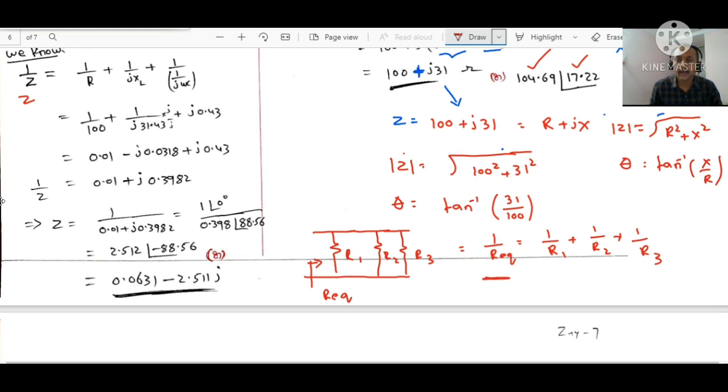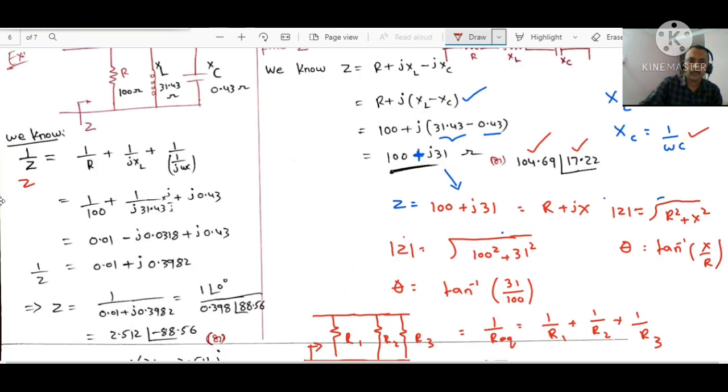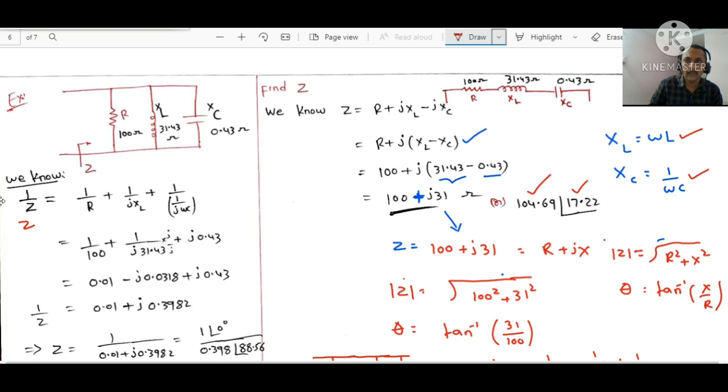Instead of writing 1 by R equivalent, directly they are writing R equivalent. Because of that, they are getting wrong answers in the problem. Please keep in mind, it is 1 by Z. At last, you have to again convert it into Z. 1 by Z equal to the same: 1 by R plus 1 by jXL plus 1 divided by 1 whole divided by j omega C. Right? Now, he gave the values.